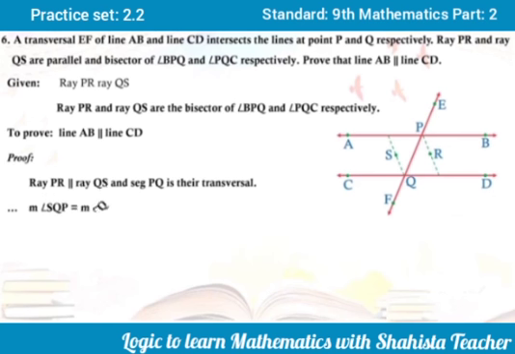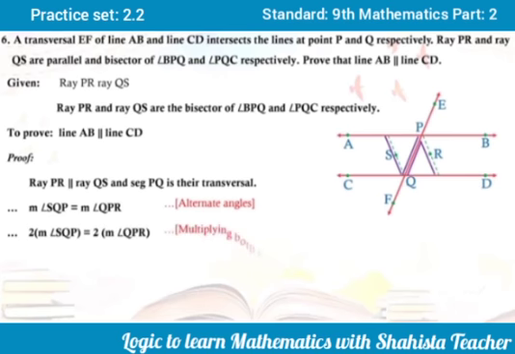Now here measure of angle SQP is equal to measure of angle QPR. Okay, they both are equal. Measure of angle SQP, see this SQP, and here measure of angle QPR. They are alternate angles. These two angles are alternate angles. So multiply both sides by 2. So 2 times measure of angle SQP is equal to 2 times QPR. Okay, so multiply both sides by 2.